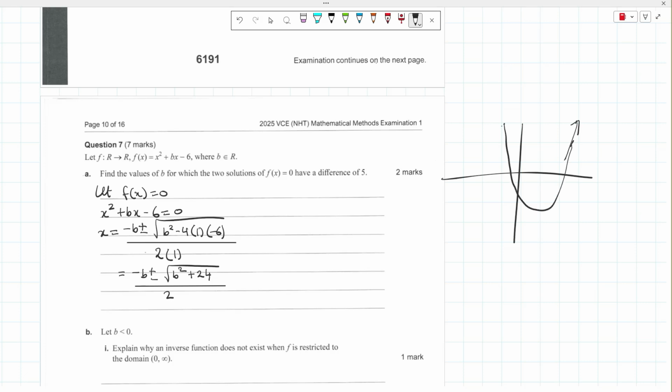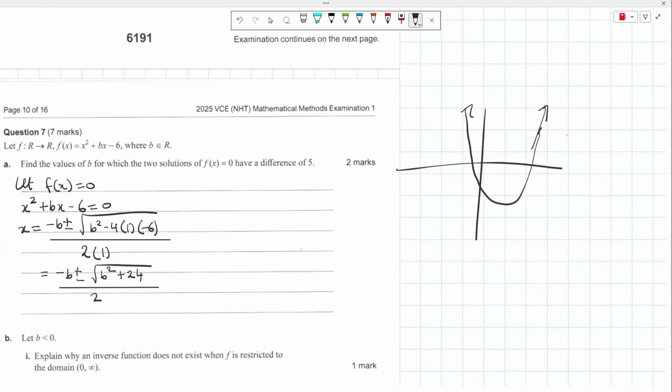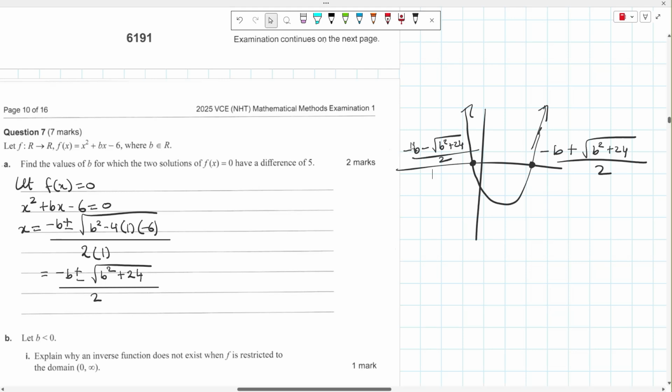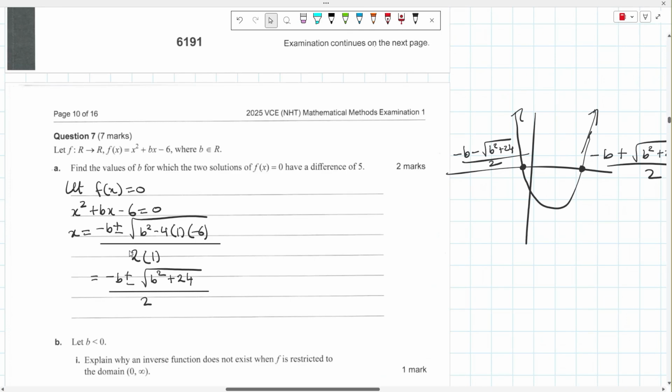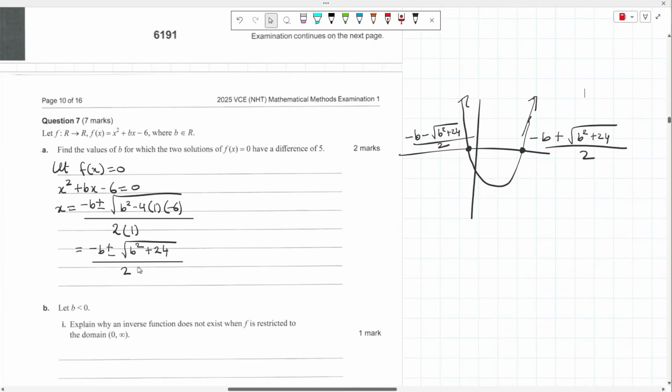Let's say we have our graph of f of x here. I just drew a random sort of quadratic graph. This one right here is going to be (negative b plus the square root of b squared plus 24) over 2. That's going to be that x-intercept. And the other one is going to be (negative b minus the square root of b squared plus 24) over 2, because negative b minus the thing is going to be smaller than negative b plus the thing.